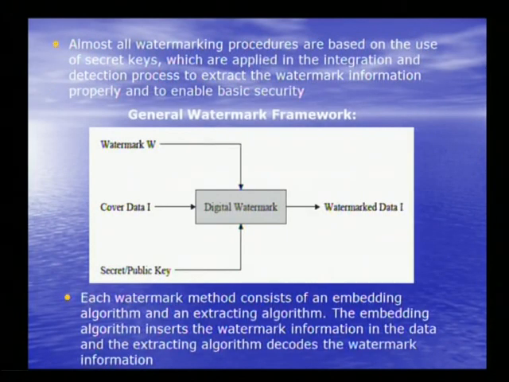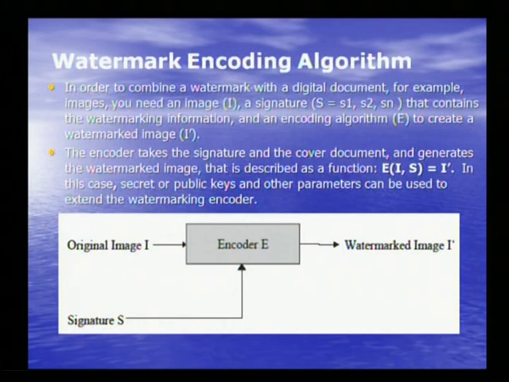Each watermark method consists of an embedding algorithm and an extracting algorithm. When we embed the watermark in that cover image, then after extraction we get that secret key. So these two processes are going on. The embedding algorithm inserts the watermark information in the data and the extracting algorithm decodes the watermark information. The watermark encoding algorithm takes the original image, signature, encoder and gives the watermark image.